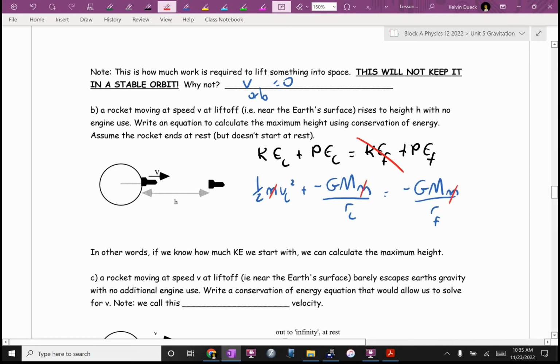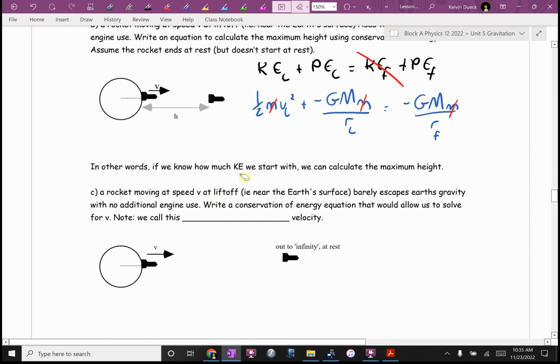I see 3 variables here: V initial, R initial, and R final. If I give you any 2, you can find the third. I would not try and get the V or the R by itself. I would get their expression to one side, put everything else on the other side, crunch it, turn it into a number. Only then would I try and get the V or the R by itself. I wouldn't try and do this one algebraically. In other words, if we know how much kinetic energy we start with, we can calculate the final radius and figure out the height.